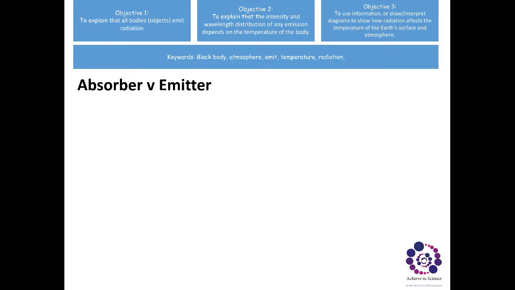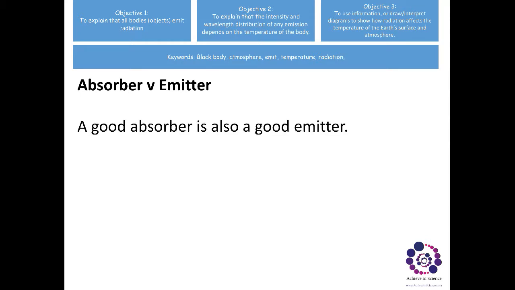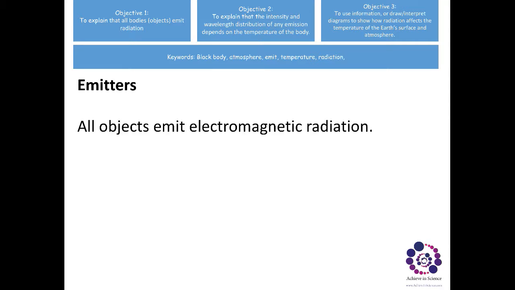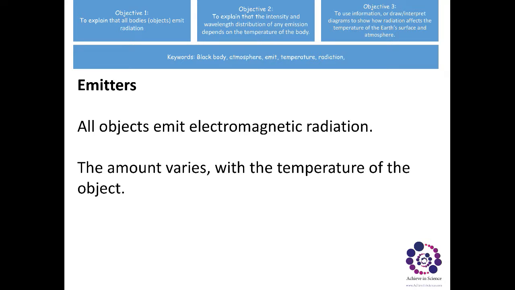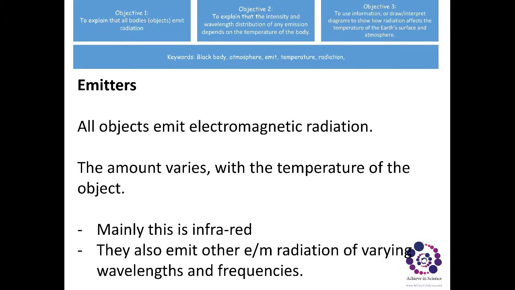Absorbers versus emitters. So you can absorb electromagnetic radiation or you can give it out, which is what we call emit. Now a good absorber is also a good emitter. Emitters then, well, all objects emit electromagnetic radiation. The amount of electromagnetic radiation that is given out depends upon the temperature. The electromagnetic radiation that is given out is mainly infrared radiation. But they also emit other types of electromagnetic radiation of varying wavelengths and frequencies.